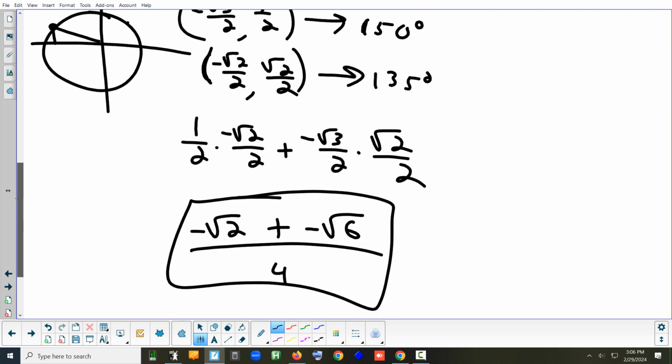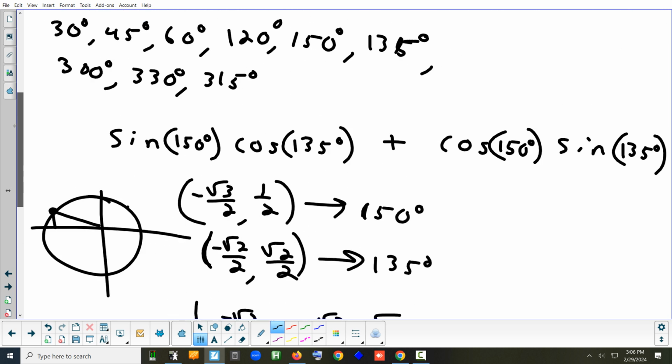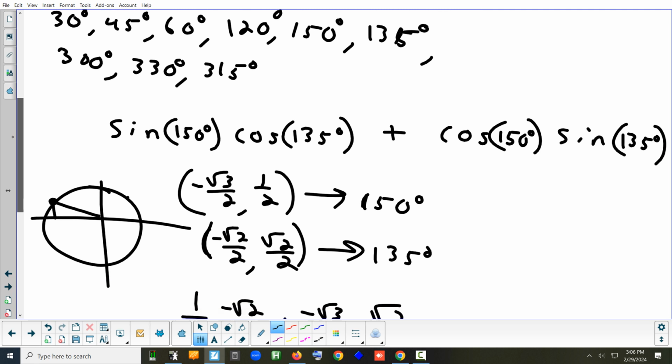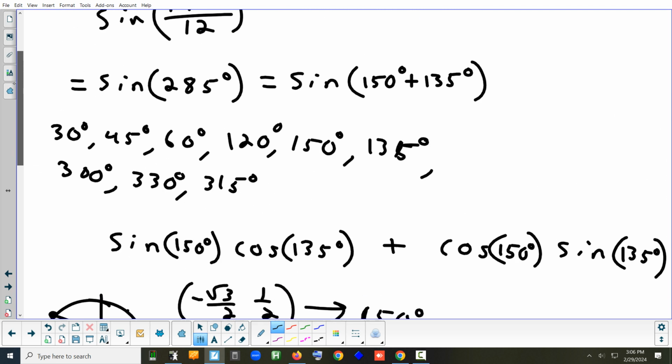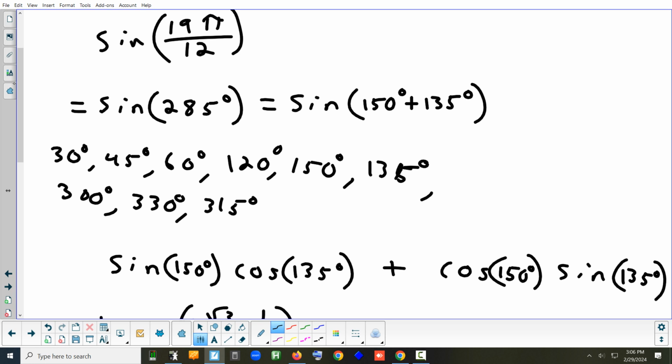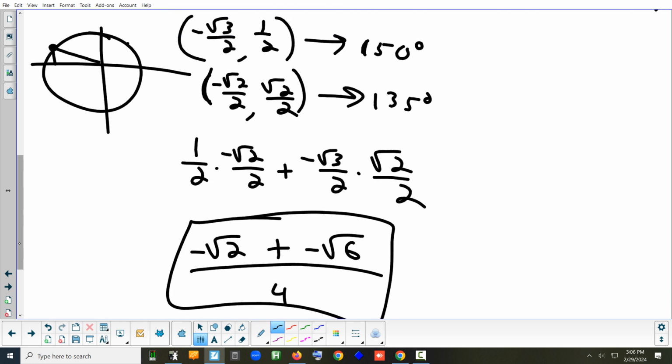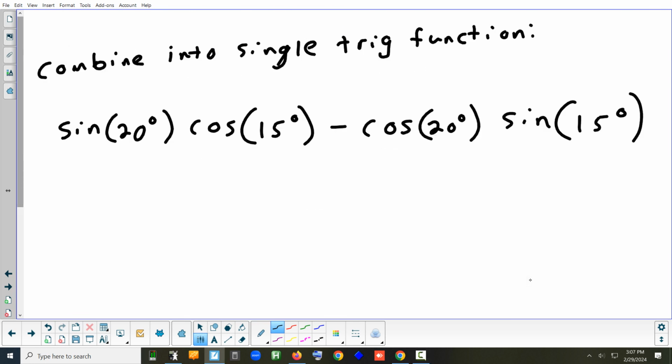Okay, so any questions on that one? A little bit harder because you got to work with the radians, but I think if you change to degrees, then it's not as bad. I would not recommend trying to do it in radians. Okay. Good.